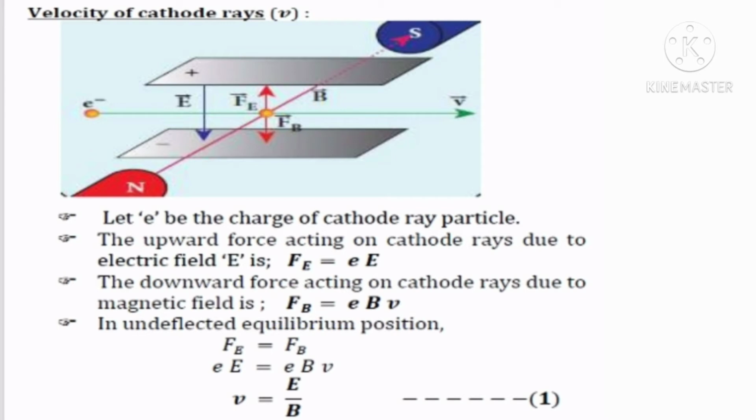Under the equilibrium condition, we can equate the force due to the electric field to the force due to the magnetic field, so the equation becomes eE = eBv. After simplifying this equation, we get the expression for velocity as v = E/B, which shows that the velocity of the cathode ray is the ratio of the electric field to the magnetic field.